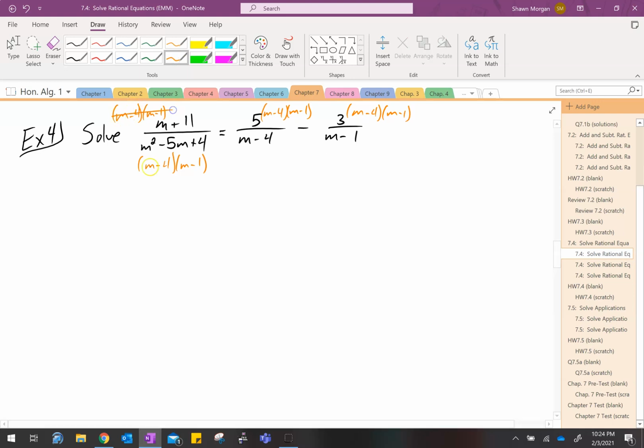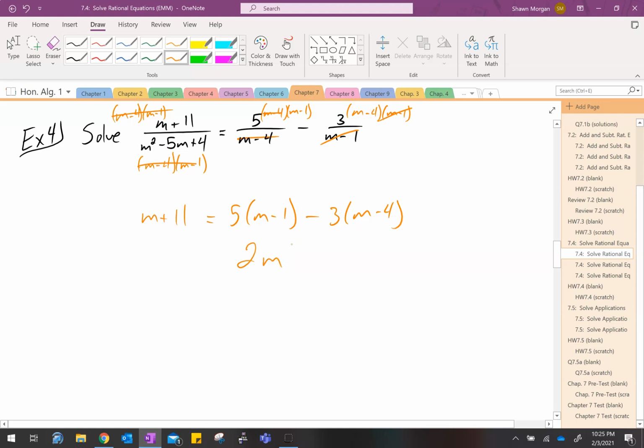In this case, we're left with m plus 11 over here. The m minus 4 is going to cancel out, leaving us with 5 and m minus 1. And then over here, the m minus 1 is going to cancel out, leaving us with 3 and m minus 4. Again, it's very quick to get rid of the denominators by multiplying both sides by the LCD. And then it just becomes a matter of combining like terms.